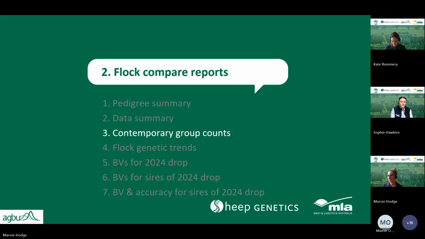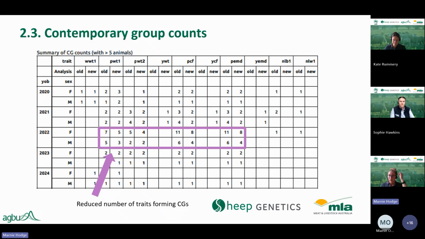Okay, so the third section will be the flock compare report. One of the flock compare reports is the contemporary group counts. So Kate explained that we updated contemporary group logic for combined land plan to group only on wool, weck and weight traits.